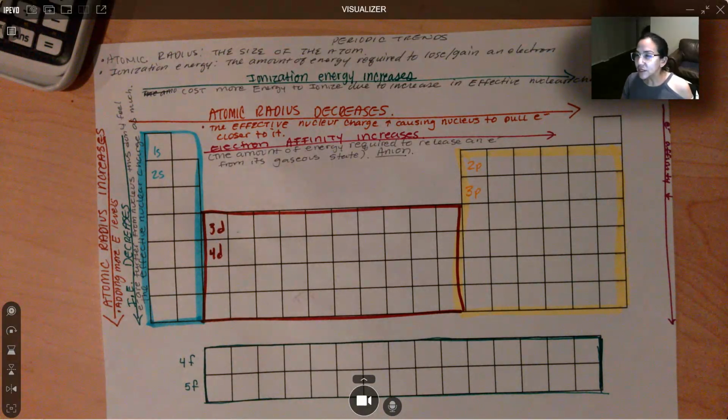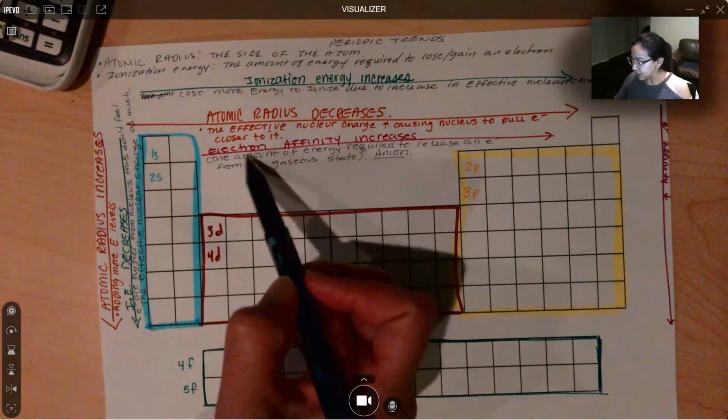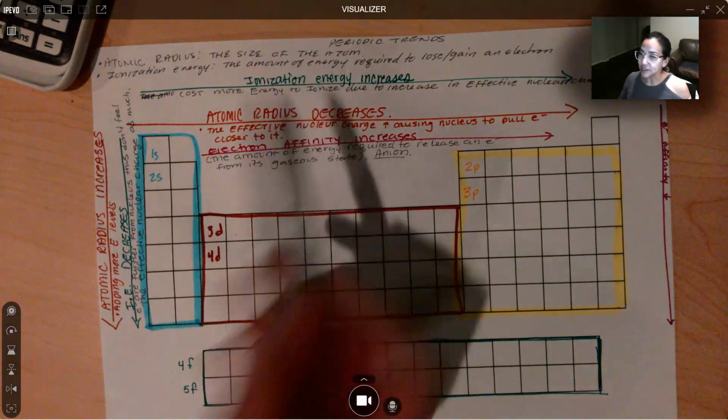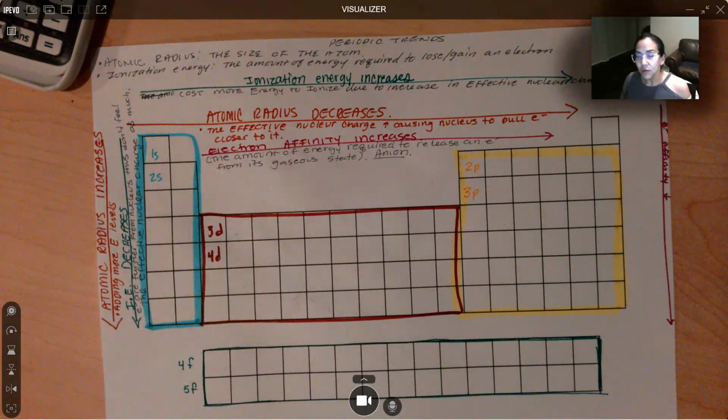All right, and now the reason the electron affinity increases, so the energy required to release that electron increases, is due to the effective nuclear charge increasing. Now, some of you guys might think electron affinity and ionization energy are the same. They're a little bit different. Ionization energy is the amount of energy required to lose or gain an electron, right? Well, electron affinity only talks about losing an electron.